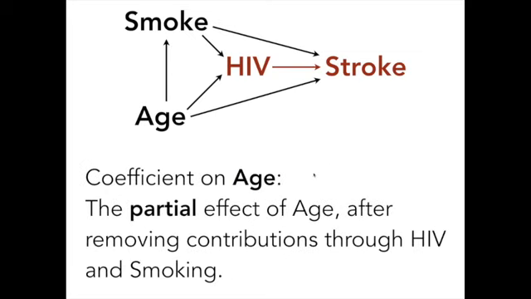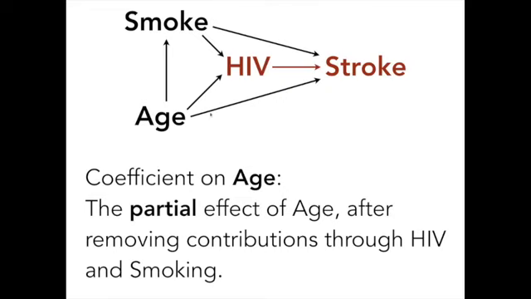The coefficient of age is only a partial effect of age after removing the contributions through both HIV and smoking. So think about it. Age influences lots of stuff in this model. It has a direct effect on stroke. It has an indirect effect through smoking. It has an indirect effect through smoking and then HIV, and it has an indirect effect through HIV and directly. Age is everywhere in this model.